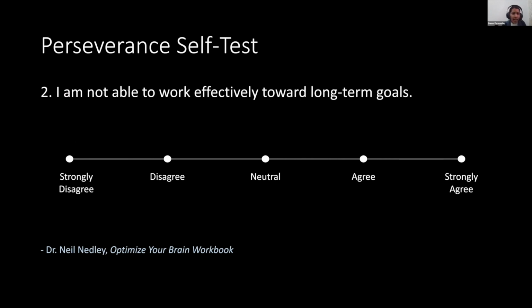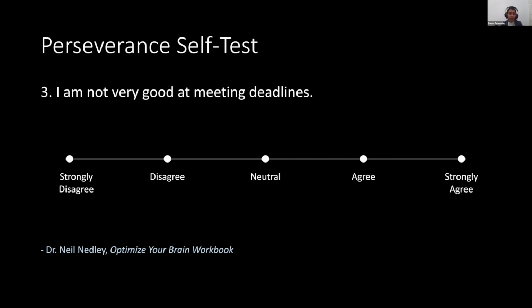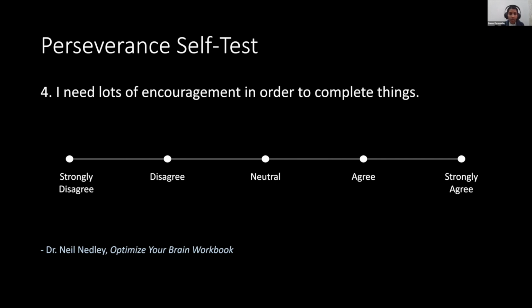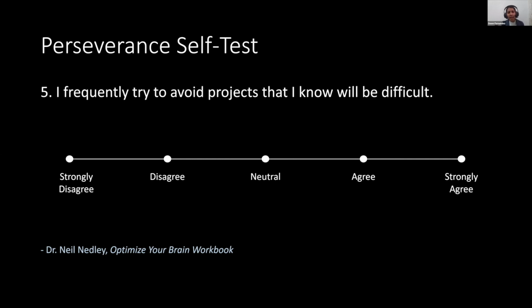The second one, I'm not able to work effectively toward long-term goals. It's very hard with long-term goals. The third statement, I'm not very good at meeting deadlines. The fourth one, I need lots of encouragement in order to complete things. And the fifth statement, I frequently try to avoid projects that I know will be difficult.